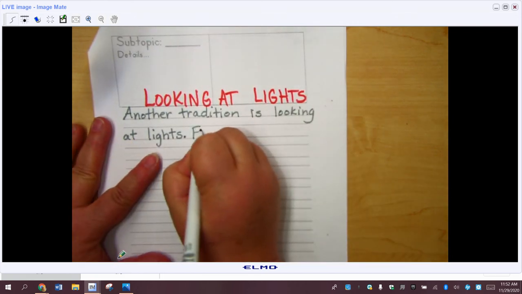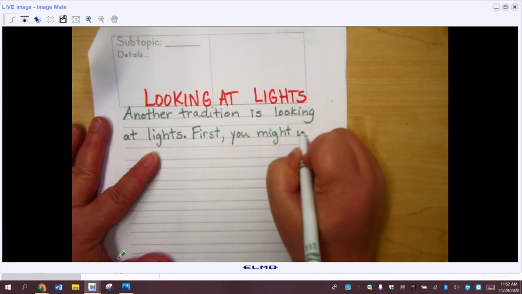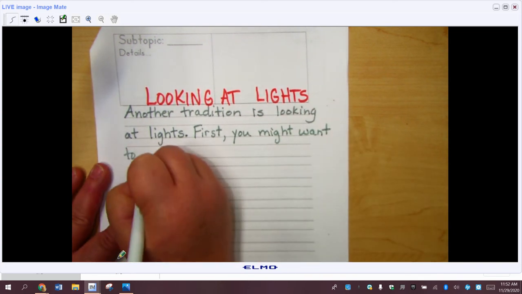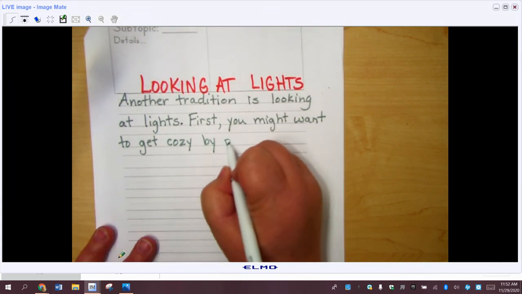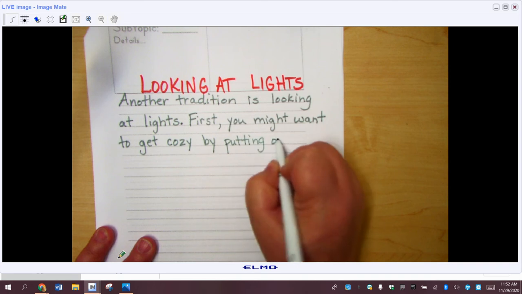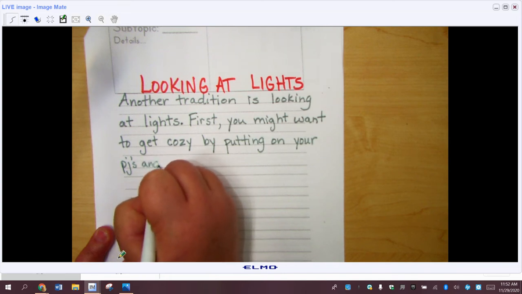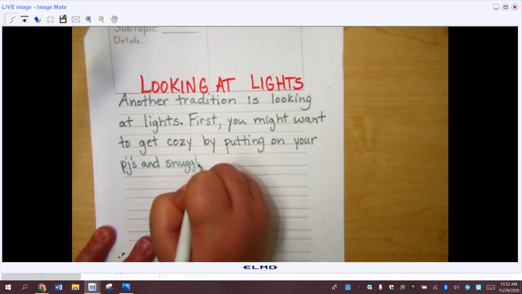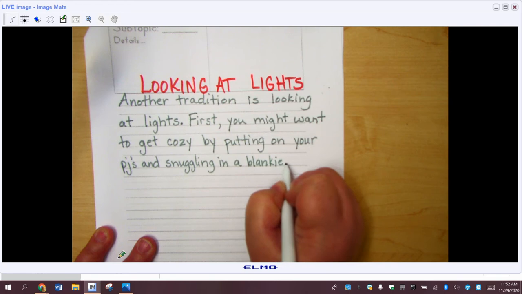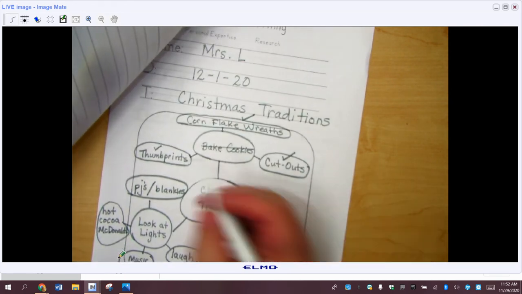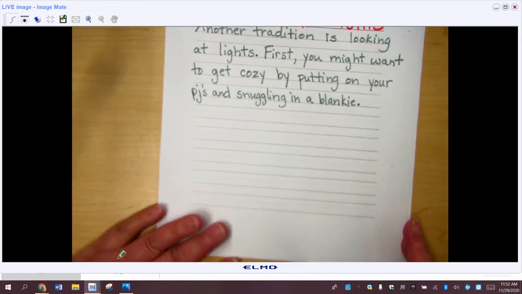First, you might want to get cozy by putting on your PJs and snuggling in a blankie. Okay, so I'm gonna cross that off. PJs and blankie, check. Now I'm gonna talk about hot cocoa at McDonald's.